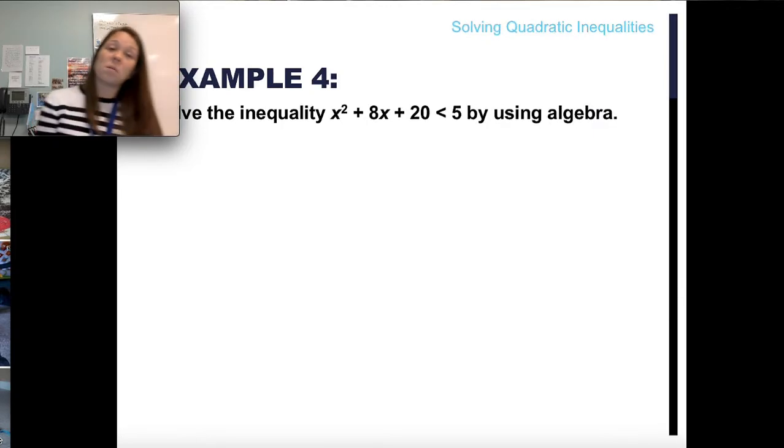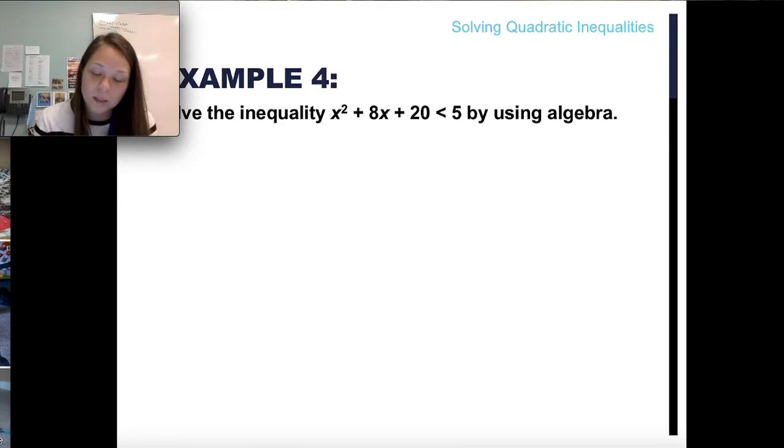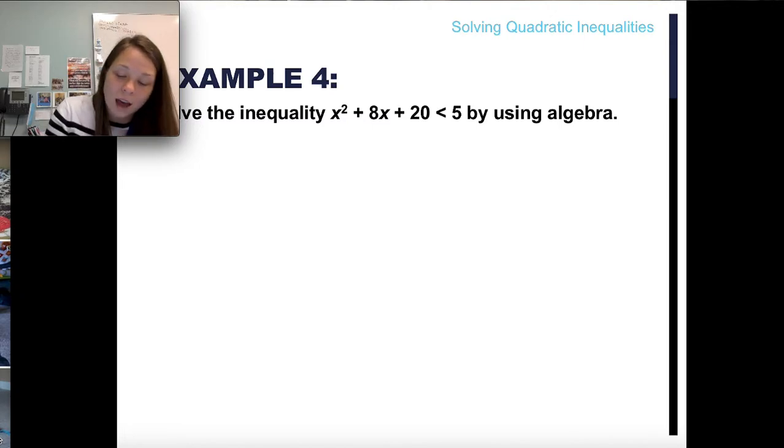So here's another problem. Give this one a try on your own, then press play when you're ready to see the answer. All right, so example 4, we have x squared plus 8x plus 20 is less than 5.